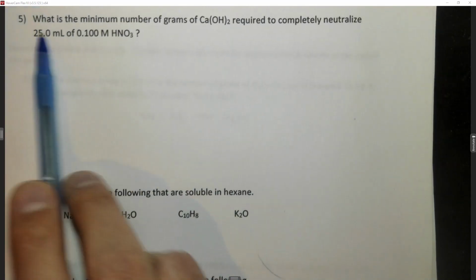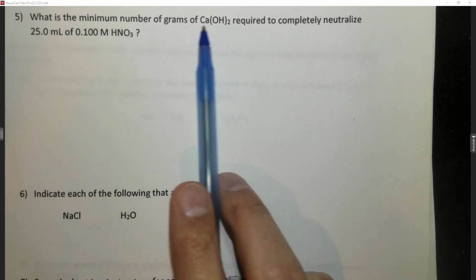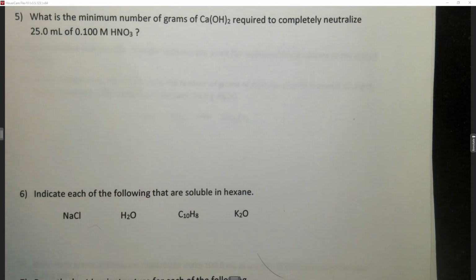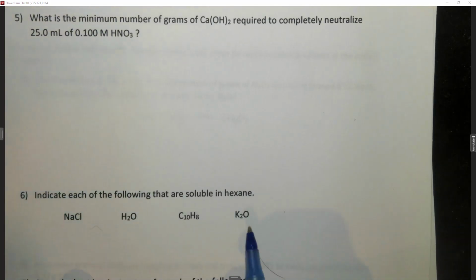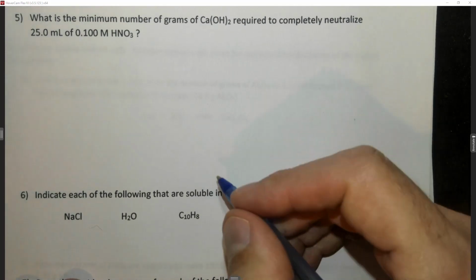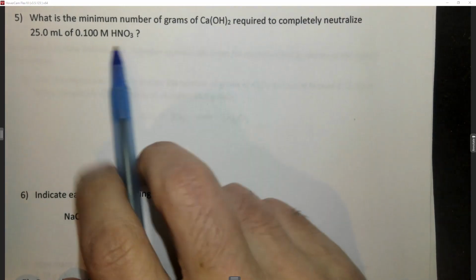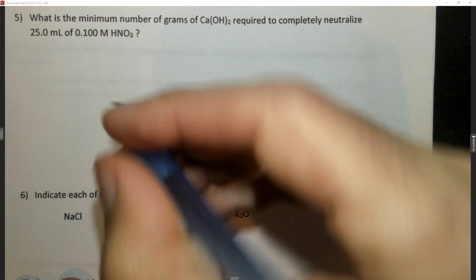Number 5 says, what is the minimum number of grams of calcium hydroxide required to completely neutralize 25 milliliters of 0.1 molar nitric acid? So this is a tough question because we're not given the chemical reaction, this is the first and only one where that's the case. So in this case, we have an acid-base reaction. We have calcium hydroxide, which is a base, reacting with nitric acid, which is an acid.